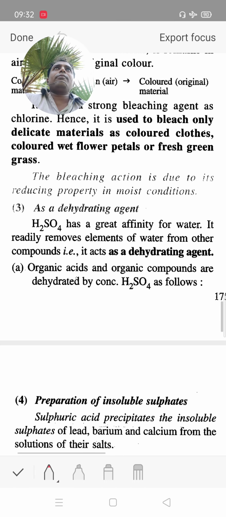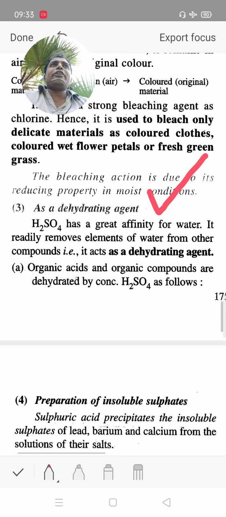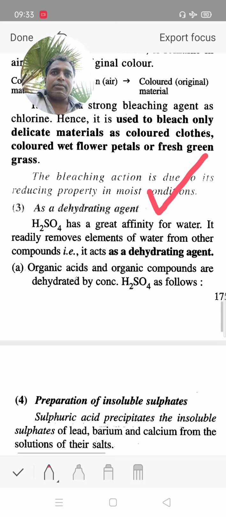Now the next property: sulfuric acid also acts as a dehydrating agent. Dehydrating agent means removal or elimination of water from an organic compound or organic acid. Sulfuric acid has great affinity for water, and this is used as a dehydrating agent in some examples.